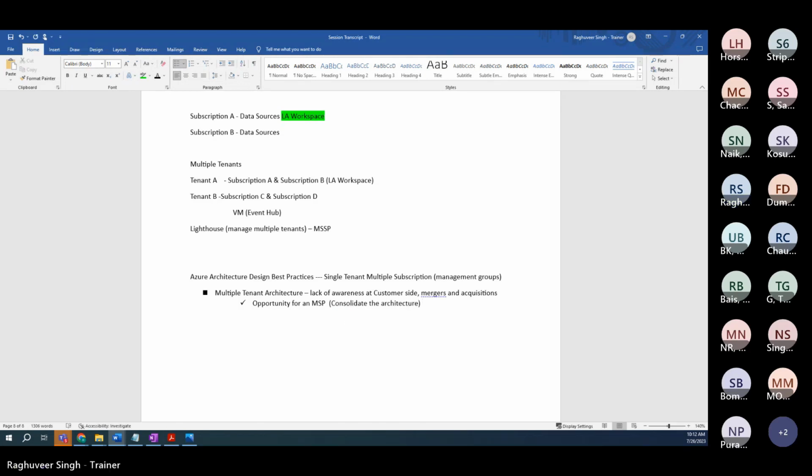So you will help them consolidate the architecture, which means you will try and identify a tenant as root tenant and merge the rest of the tenants with that tenant. So you will consolidate the architecture, and by consolidating the architecture, it means your end picture will be this. Your outcome will be this, that you will end up having a single tenant with multiple subscriptions. So all the subscriptions of the other tenants will be moved into a single tenant that you will decide as your main tenant. So consolidating the architecture is the opportunity for MSPs.